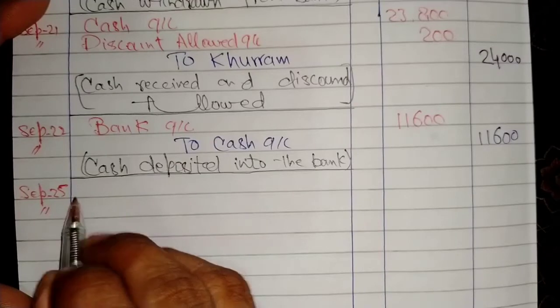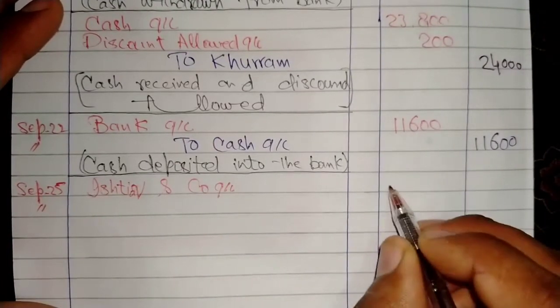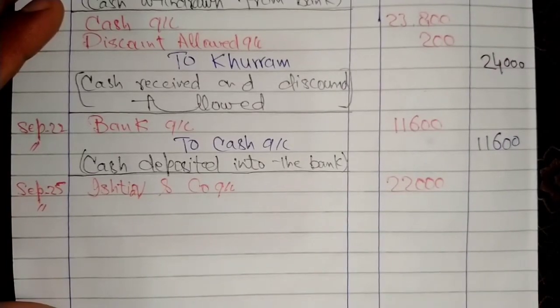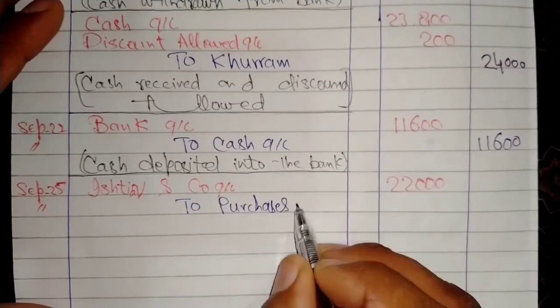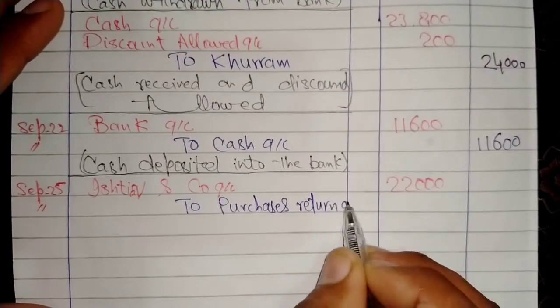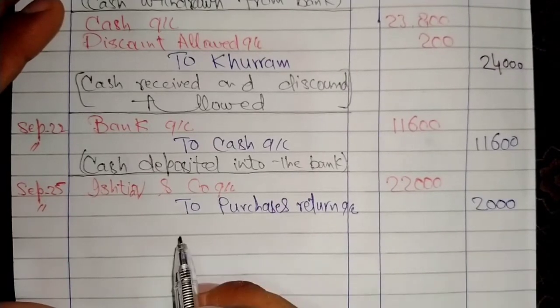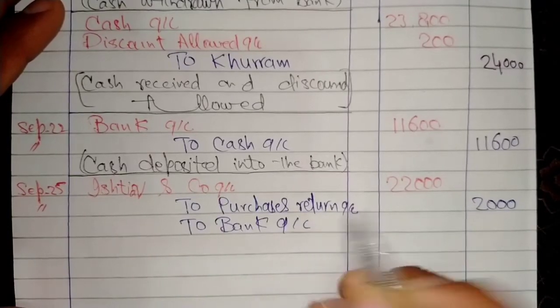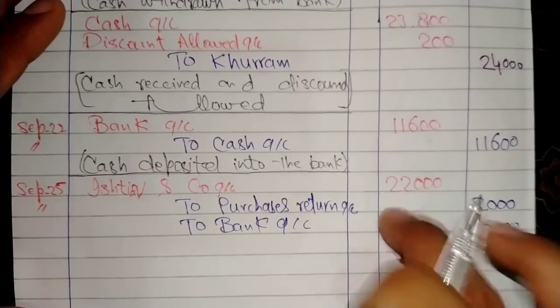Ishtiaq and Company account debit. The total payables to Ishtiaq and Company were $22,000. Am I right? And now the purchases return amount is $2,000. So to purchases return account credit, with amount $2,000, and also to bank account credit with amount $20,000. So both amounts, debit and credit, will be equal.